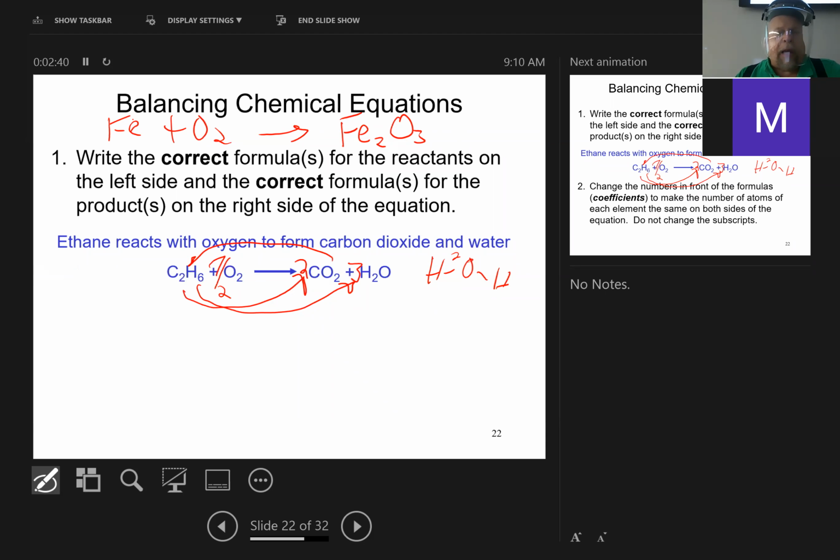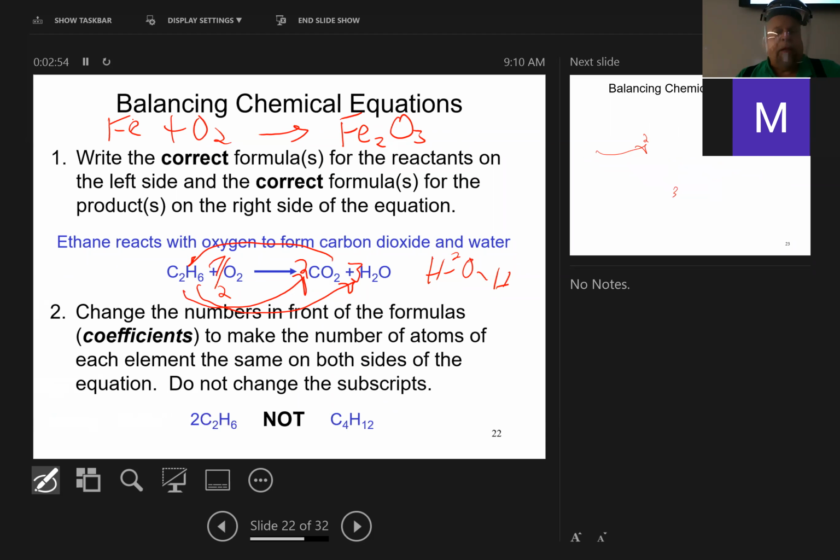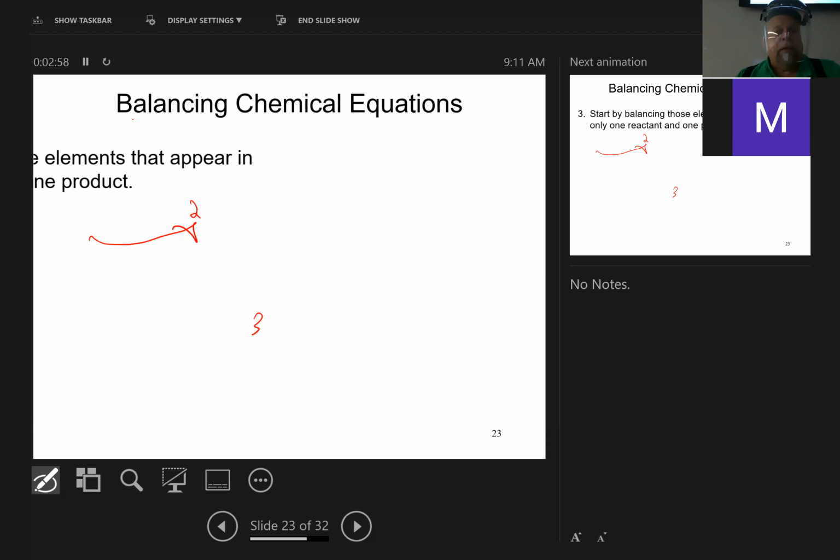So ethane reacts with oxygen to form carbon dioxide and water. You have those things working together there. Essentially, you change the numbers in the front to make the number of atoms of each element the same on both sides. Don't change the subscripts, because that changes the compound when you do it.